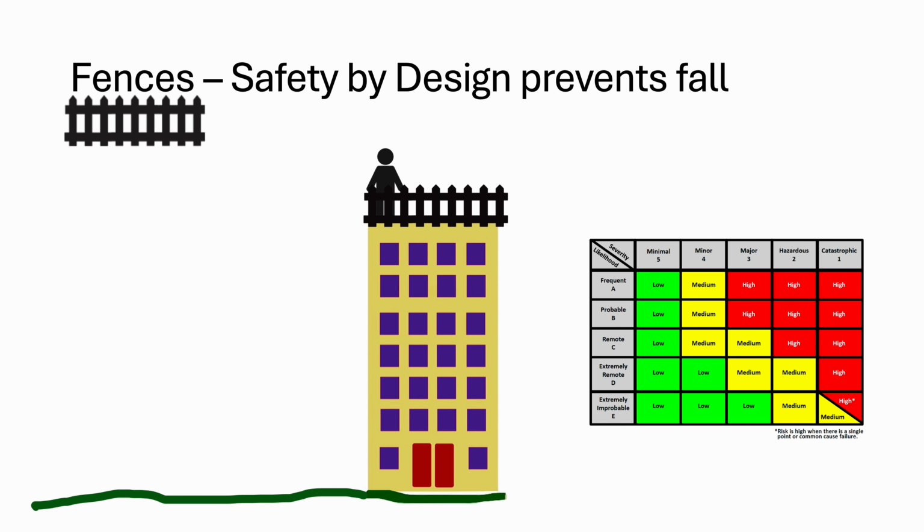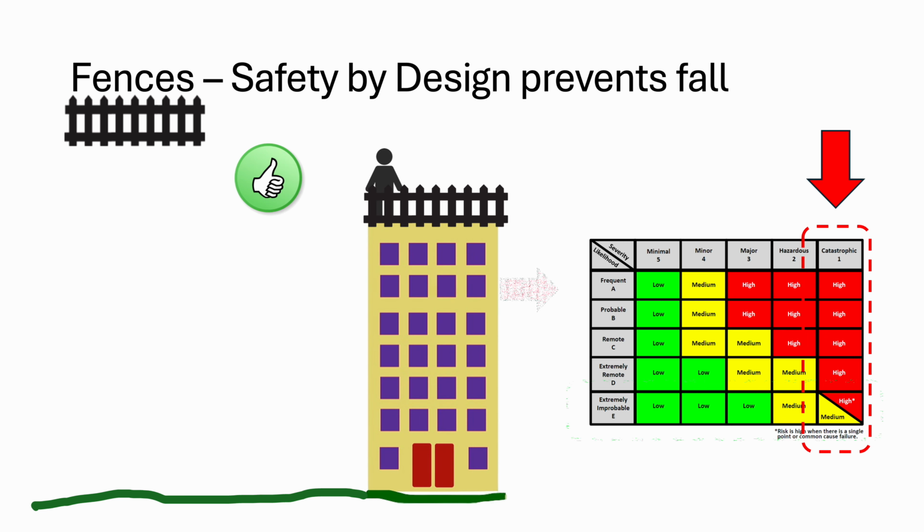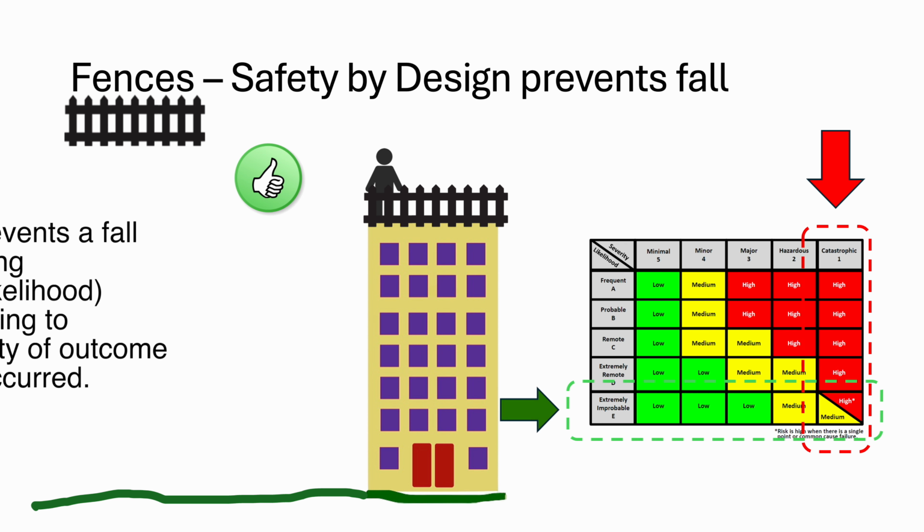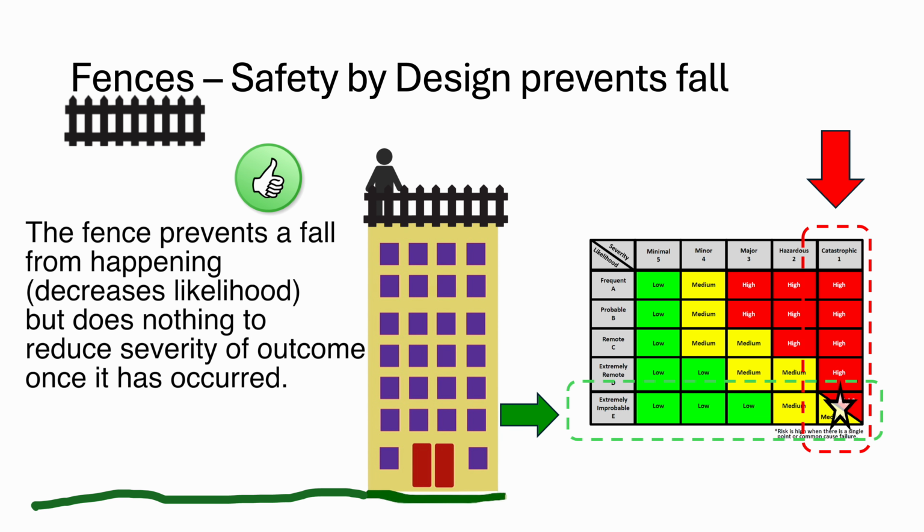Let's discuss fences, which represent a proactive mitigation control in safety design. Unlike other controls that reduce severity after a hazard occurs, fences aim to prevent the hazard altogether. In hazard analysis, fences are classified as preventative measures because they directly reduce the likelihood of an event occurring.